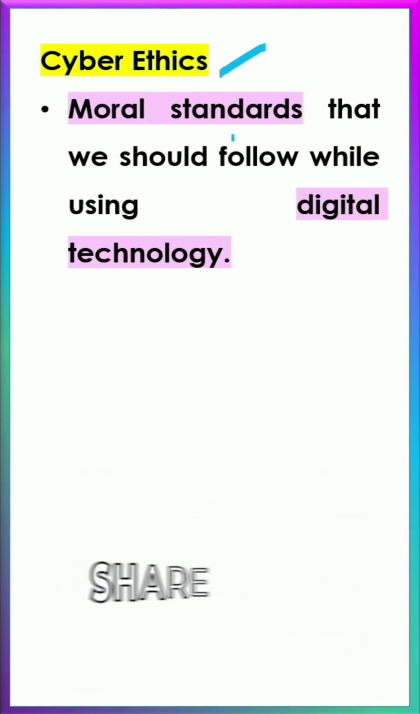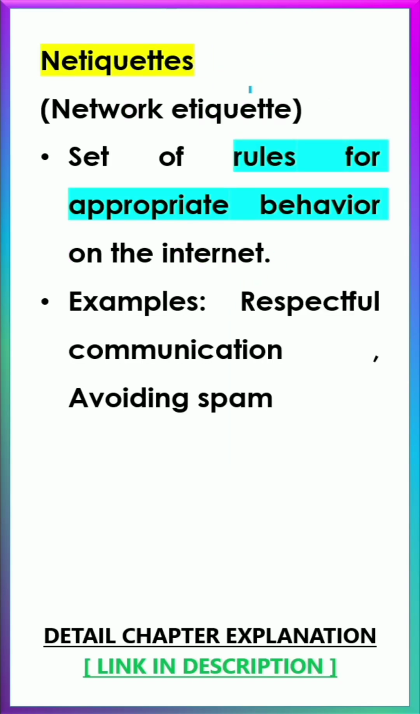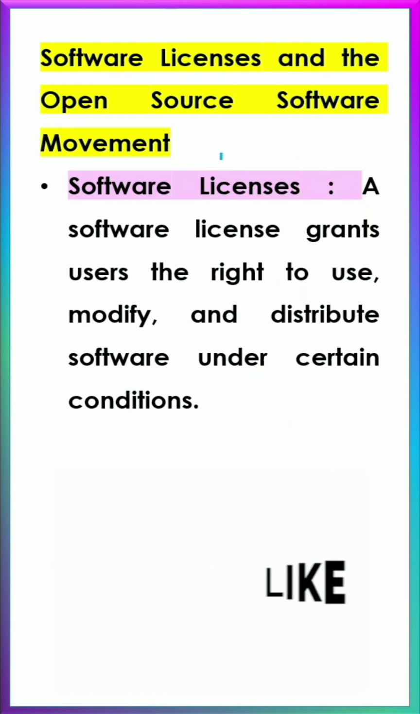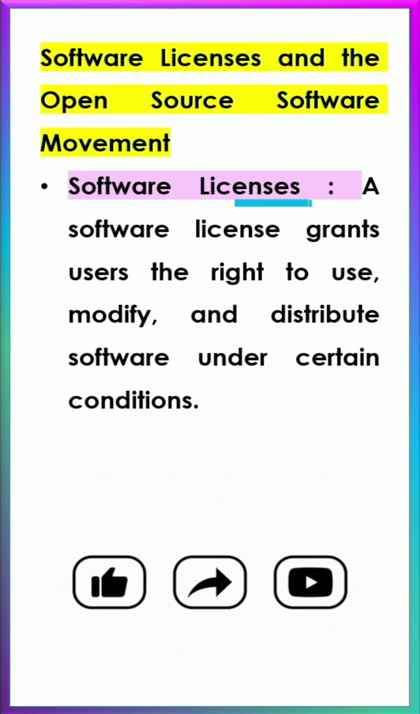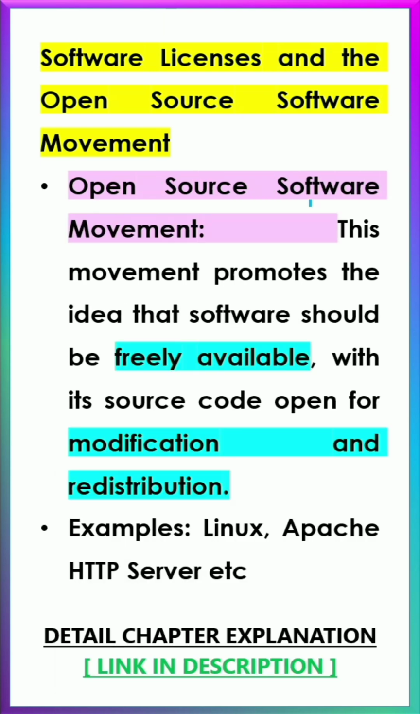Cyber ethics. These are the moral standards that we should follow while using digital technology. And etiquettes. These are appropriate behavior rules while using the internet. Example, we have to communicate respectfully and we have to avoid spam. Software licenses. It is a license that grants us the right to use, modify, and distribute software under certain conditions.